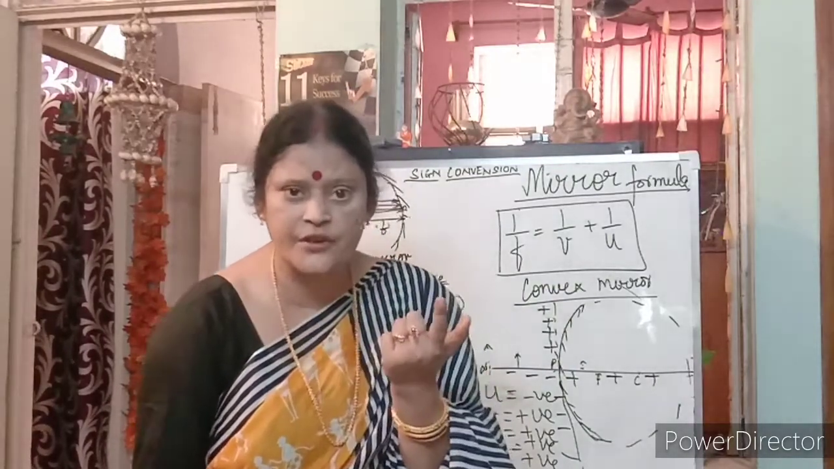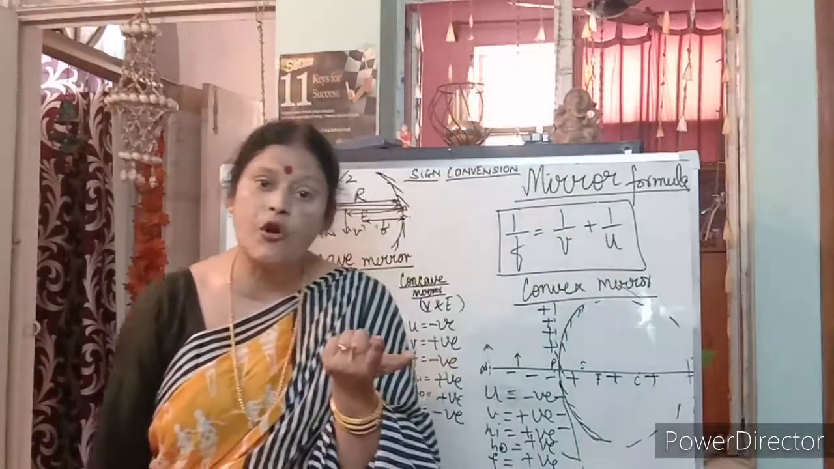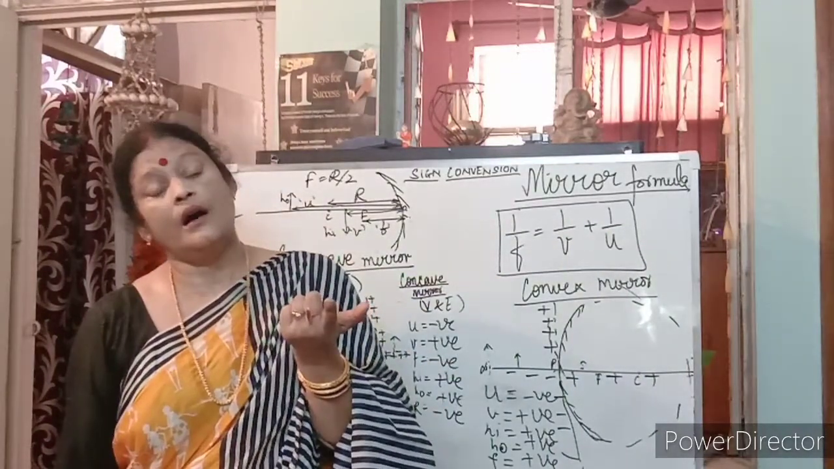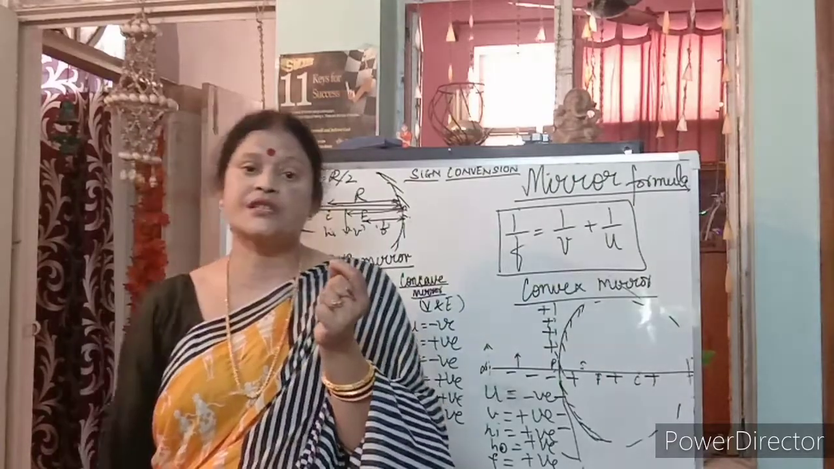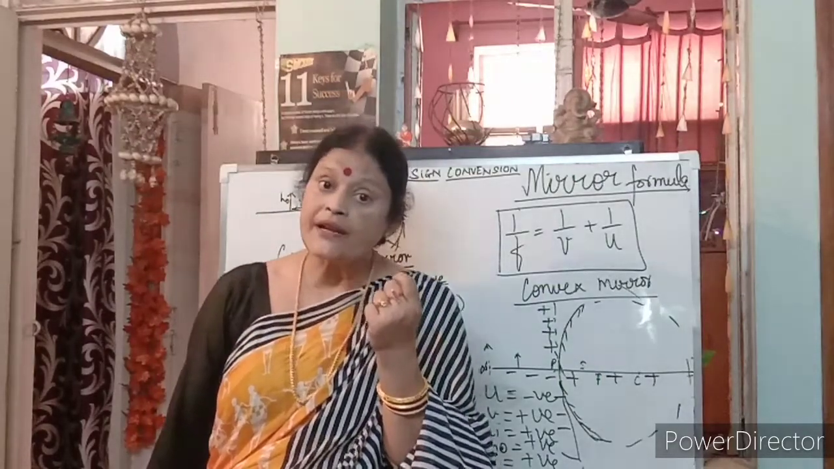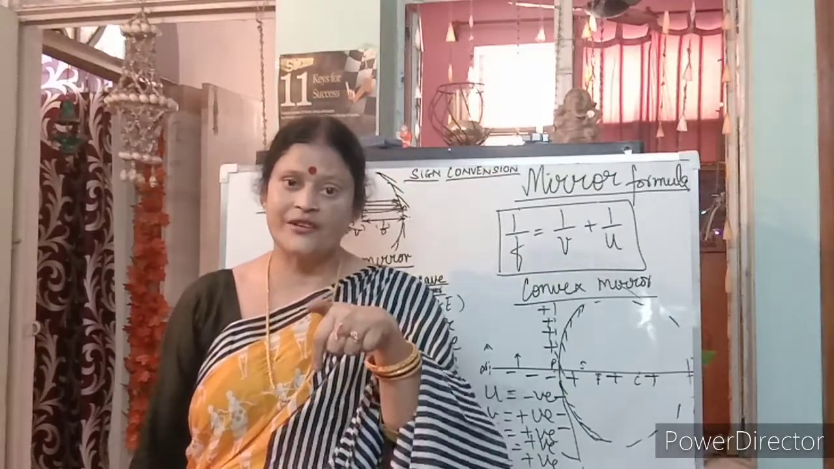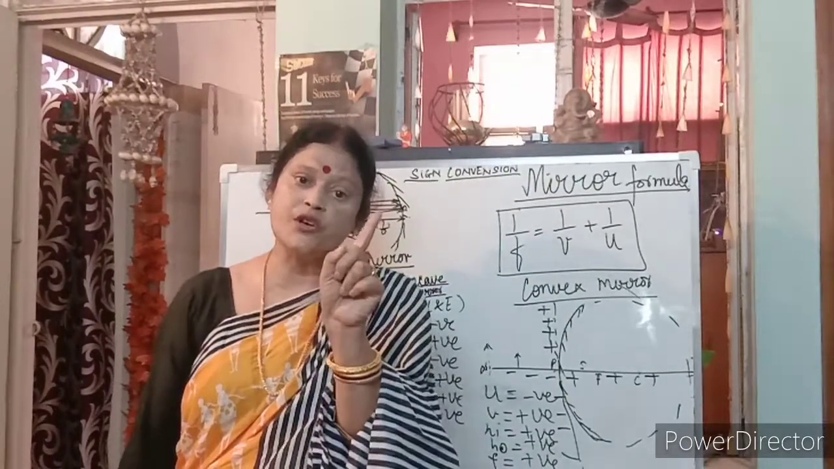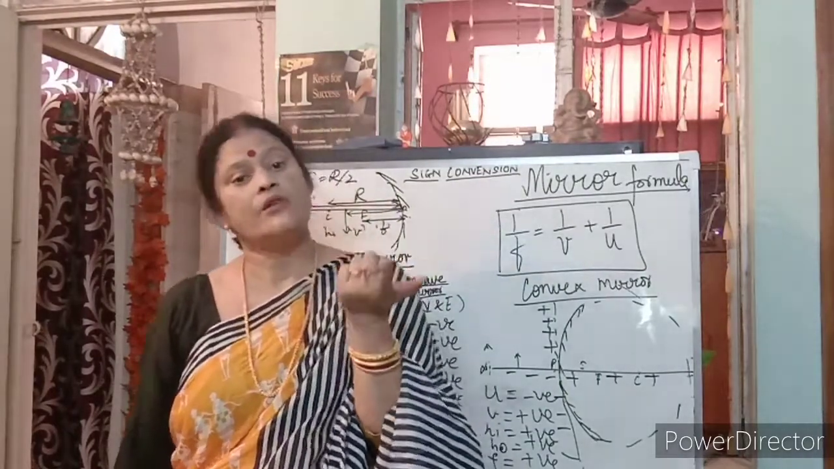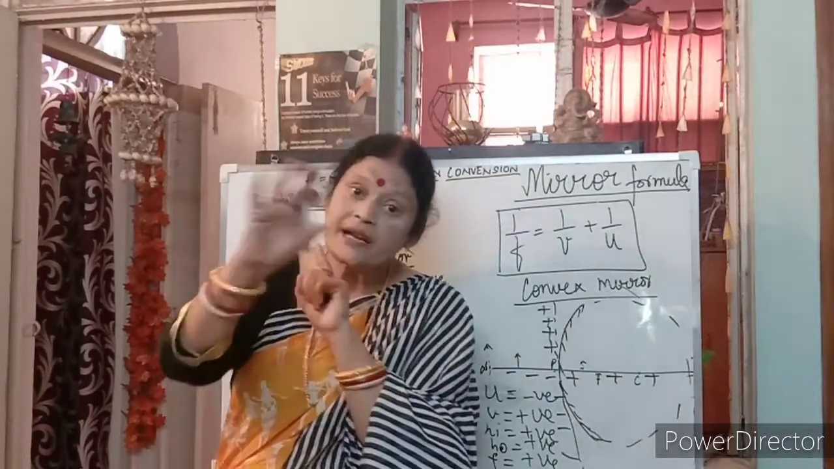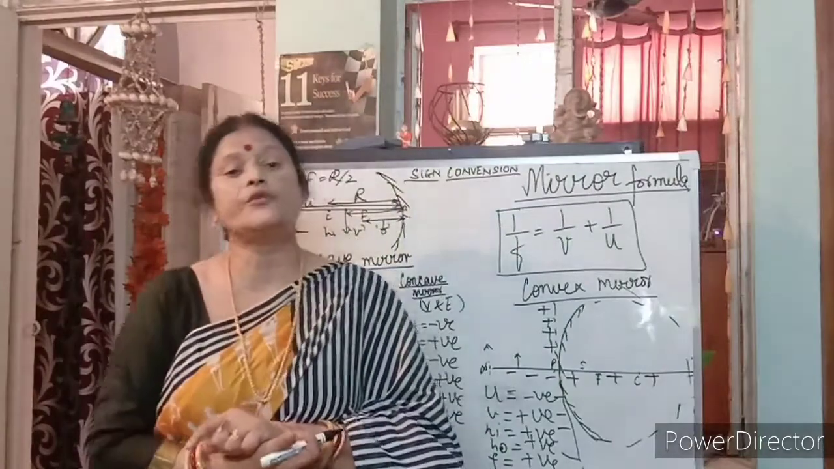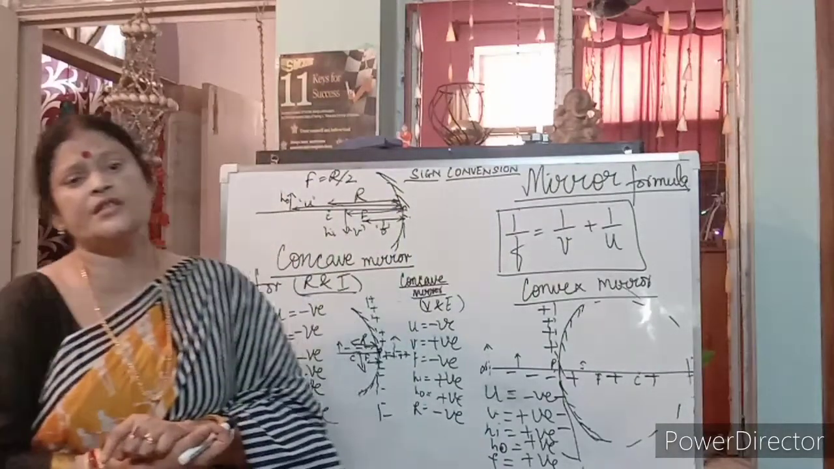What is the distance of the image? Where will the image form? And what is its nature, whether it is real and inverted or virtual and erect? If the answer comes in minus V, then real and inverted. If the answer comes in positive, then it is upright, virtual and erect. When I go with the numerical session, I'll explain where we can use this. This is very, very important, students.